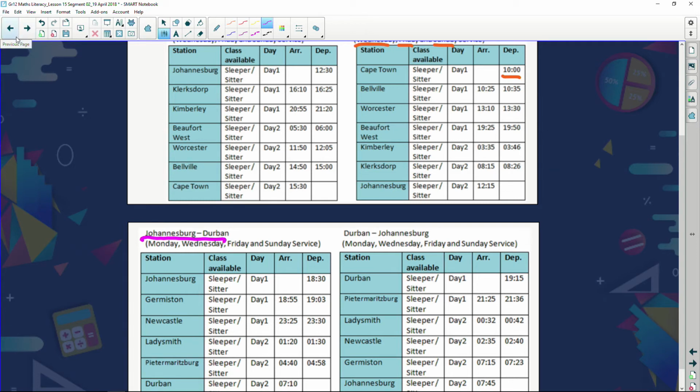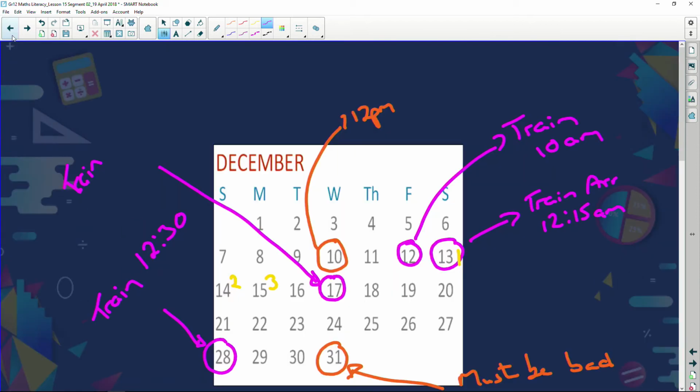So we're leaving at 18:30, 6:30 p.m., and we arrive the next day at 7:10 a.m.